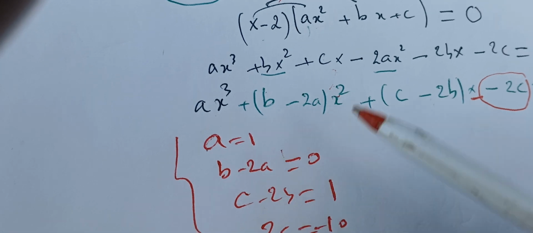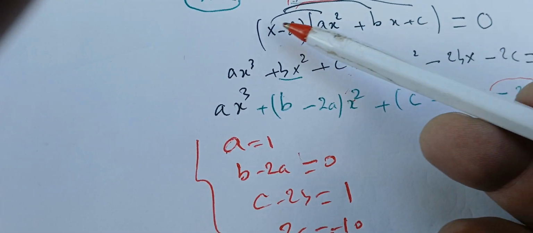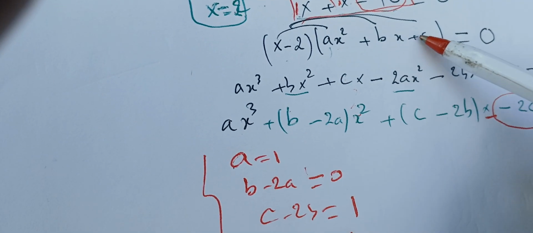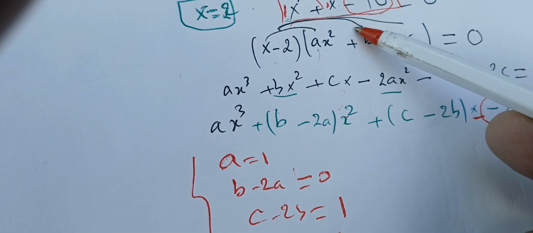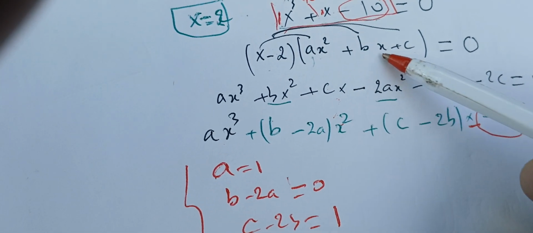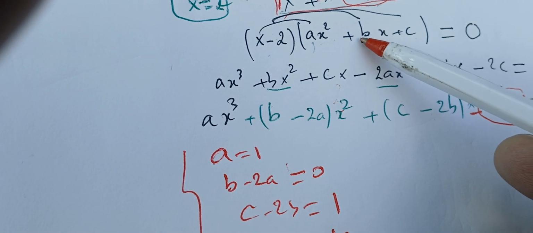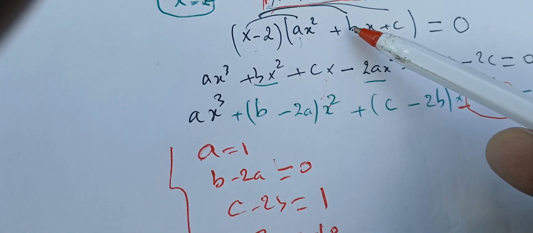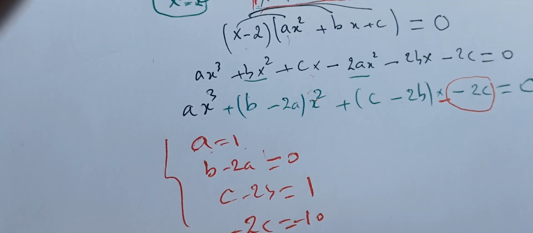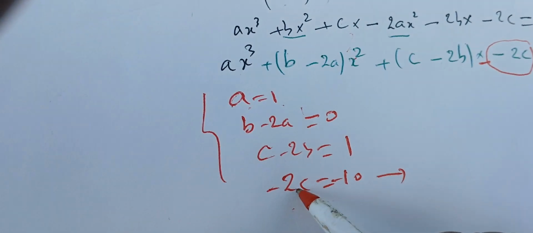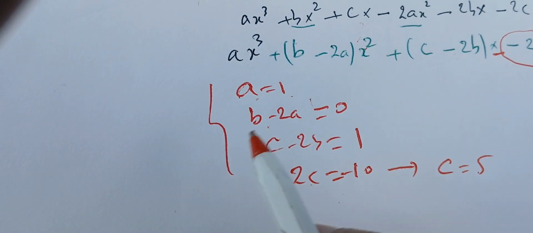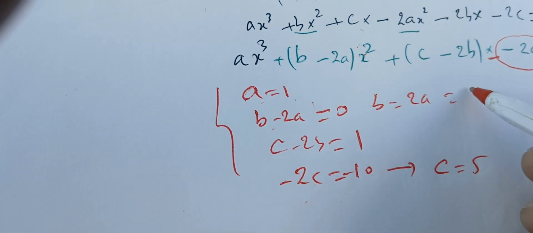Why did we do it this way? Because we know that the polynomial can be factored in this way, and we want to solve for the other solutions. When we have a second degree or quadratic polynomial, we can find the solution using delta, the discriminant. So this is our aim here. We found that a is 1. Solving here, divide everything by minus 2, we get c is 5. The only thing left is b. So b is 2a, that means b is 2.